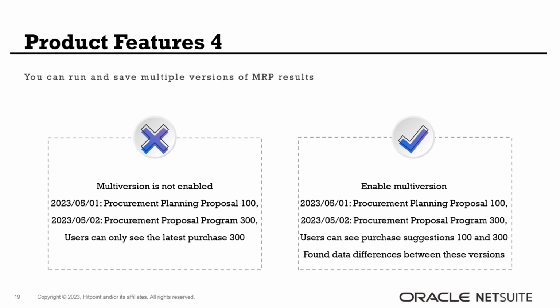Advantage 4, you can run and keep multiple versions of MRP results. For example, for a certain good, run the first MRP and come up with the need to purchase 100 units on May 1, 2023. On May 2, 2023, run the second MRP and need to purchase 300. When we do not open the multi-version MRP, we can only see the proposal to purchase 300. If you open the multi-version MRP, you can see the proposals to purchase 100 and 300 respectively.